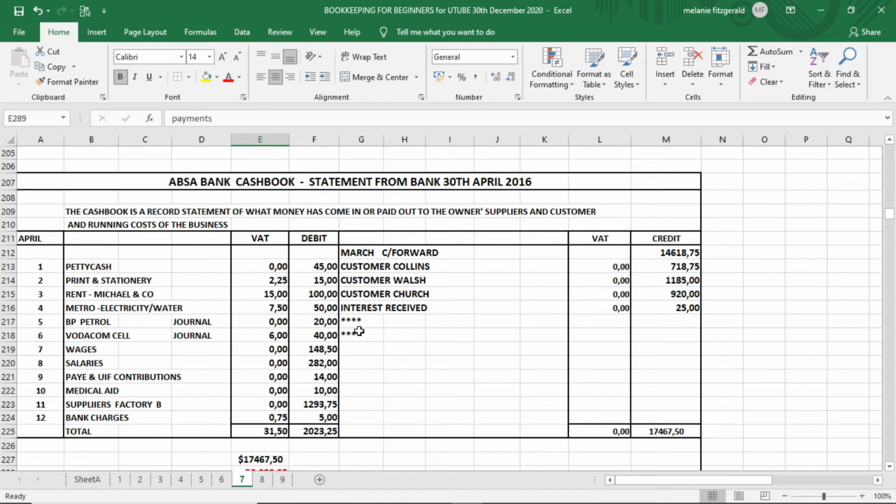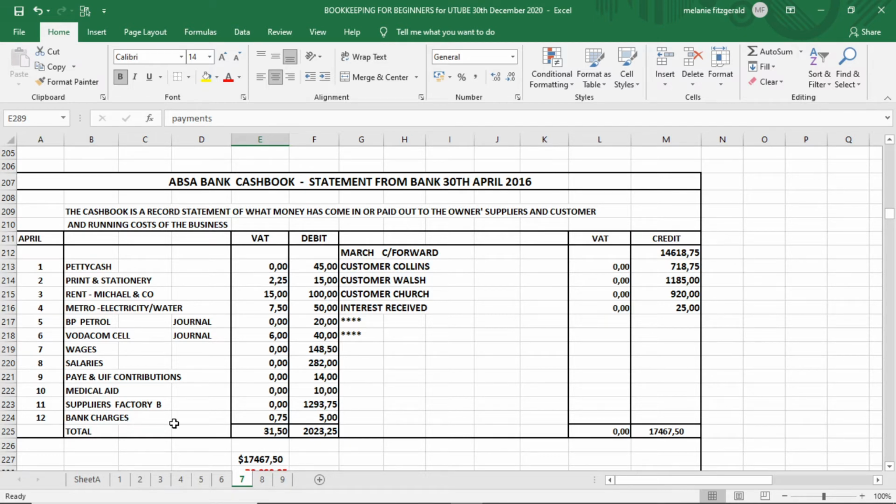Just remember these little entries mean they are journal entries. We have some for this month as well. They go in the journal: wages, salaries, pay as you earn, the medical aid. Remember all of this. This is how we work it out from the last cash book in March. So go and have a look at that lesson four.